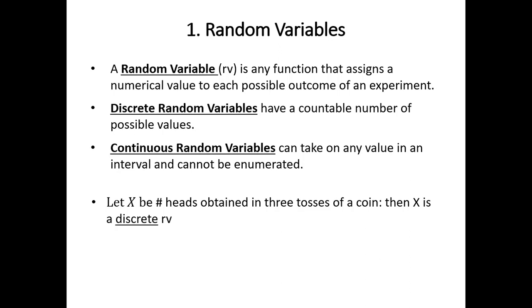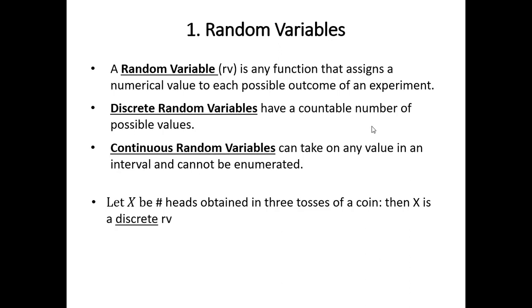Now there are two types of random variables. There's discrete and there's continuous. Discrete random variables have a countable number of possible values. Just like a discrete set, they can be placed into a one-to-one correspondence with the integers or they're finite. And continuous random variables can take on any value in an interval. They cannot be enumerated. These types of variables are closely aligned with the real numbers.